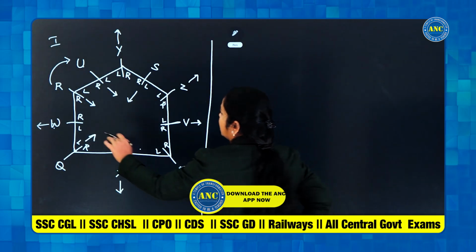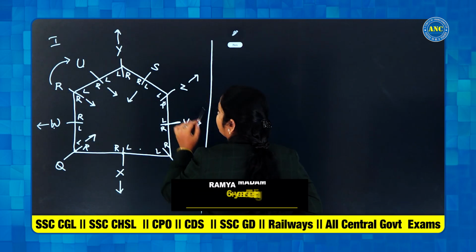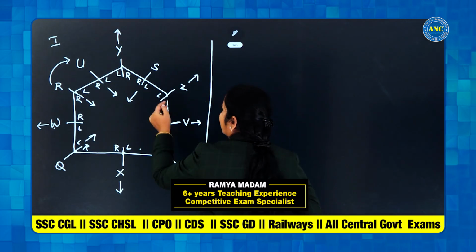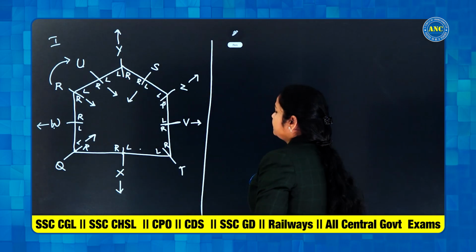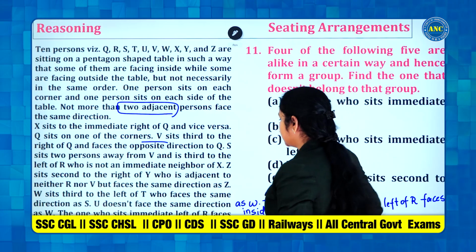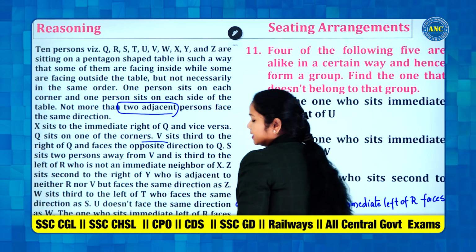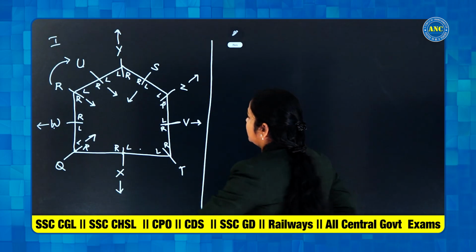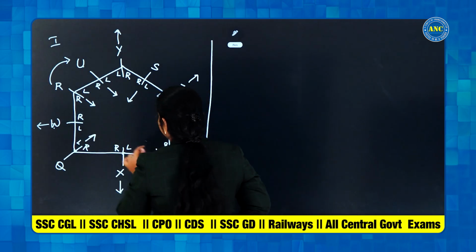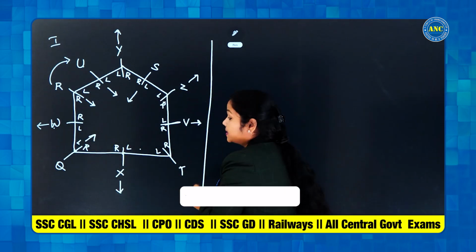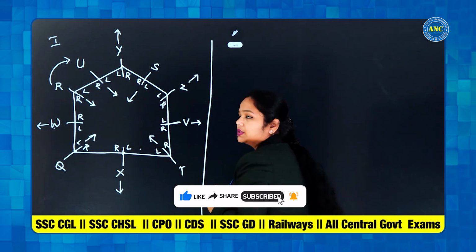Y is not adjacent to R and V, and Z is sitting second to right of Y. And it is facing the same direction as Y. Next, W sits third to left of T, who faces the same direction as S. So S is facing inwards, so T is facing inwards.